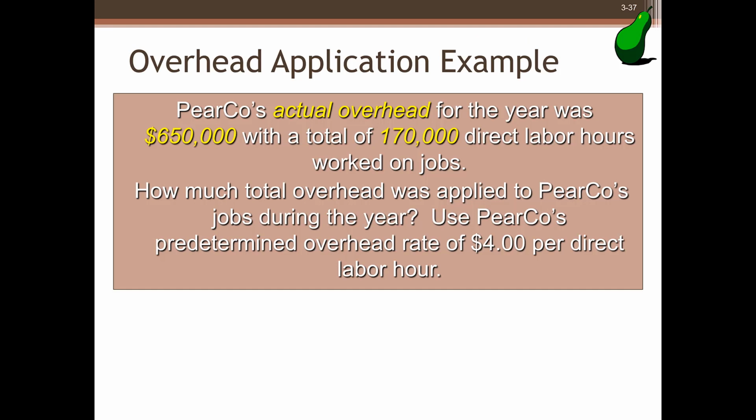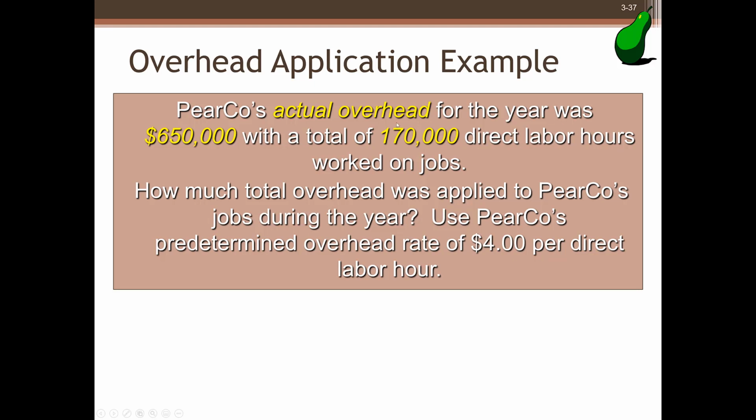Let's take a look at a specific example. Perrico's actual overhead for the year was $650,000 with a total of 170,000 direct labor hours worked on jobs. How much total overhead was applied to Perrico's jobs during the year, using Perrico's predetermined overhead rate of $4 per direct labor hour? To calculate applied MO, we use the predetermined overhead rate of $4 multiplied by the actual level of the allocation base.